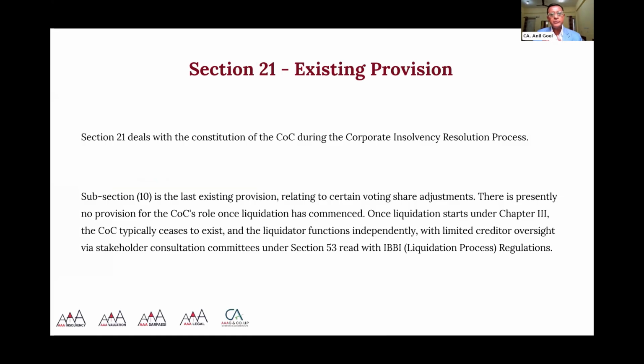Now, the amendment to Section 21, which is for constitution of the committee of creditors. The present section is kind of clarificatory; it is only regarding voting share adjustment. There is presently no provision for the COC's role once liquidation has commenced. Once liquidation starts under Chapter 3, the COC typically ceases to exist and the liquidator functions independently, with limited creditors' oversight via the stakeholders consultation committee.